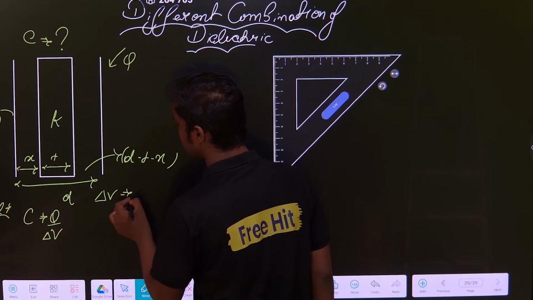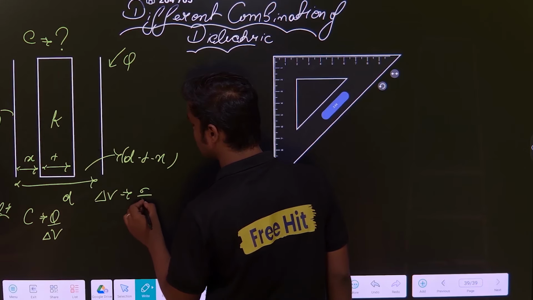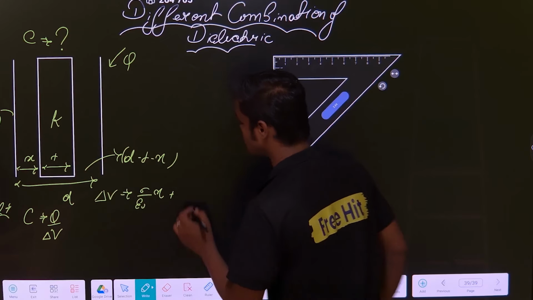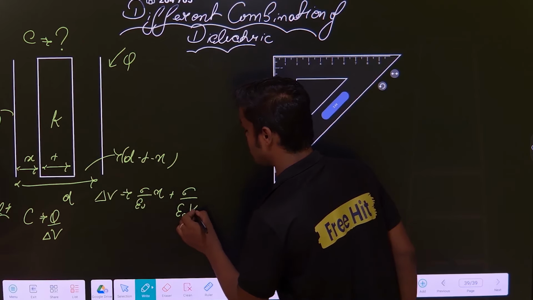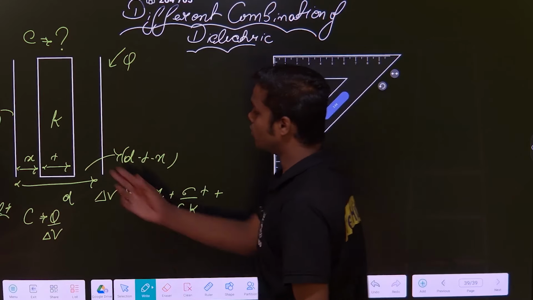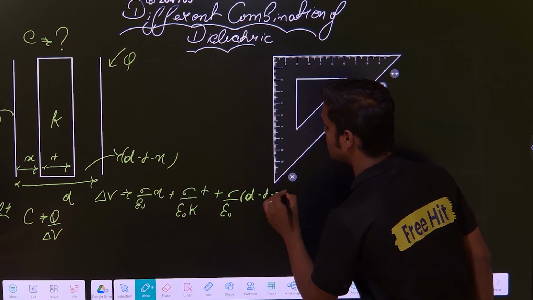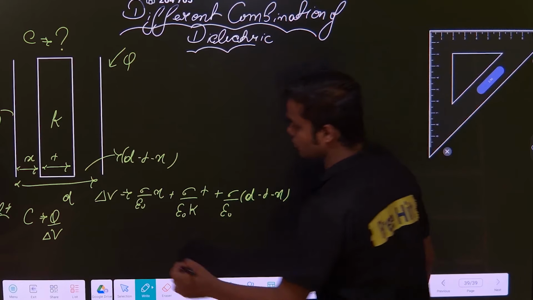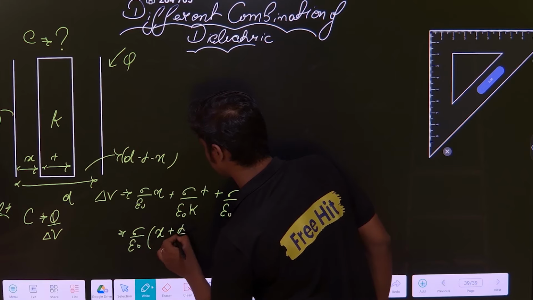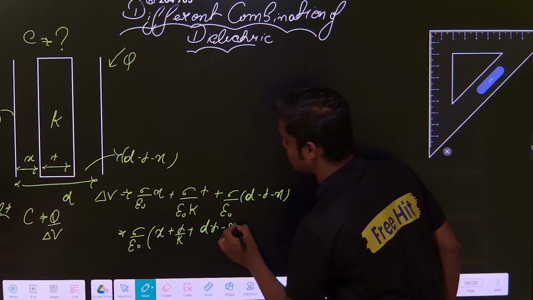So the potential difference will be defined through the electric field: in this region it is sigma by epsilon naught into the distance x, plus in the dielectric the electric field is sigma by epsilon naught k, that is a property of a dielectric, into the distance t, plus in the last region sigma by epsilon naught into d minus t minus x. Now you can take sigma by epsilon naught as common, and you get x plus t by k plus d minus t minus x.